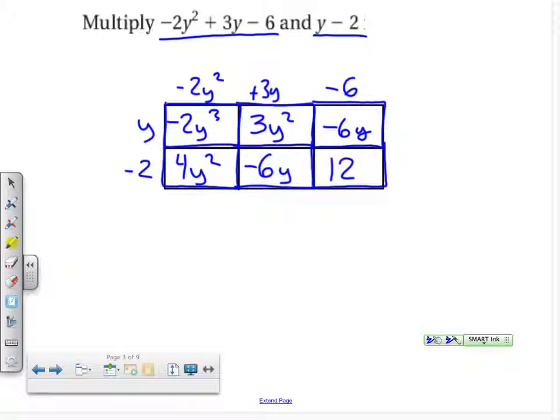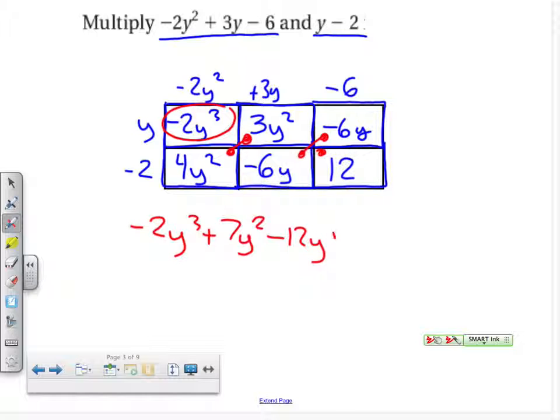As we combine like terms, this is our only cube, so it'll be negative 2y cubed. Our squareds are here. We'll combine those. We get 7y squared. Our y's are here. We got negative 6y and negative 6y. That's negative 12y. And this is our only constant, plus 12. We've multiplied those 2 polynomials.